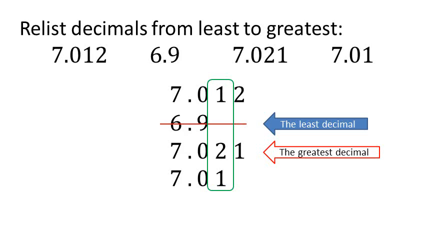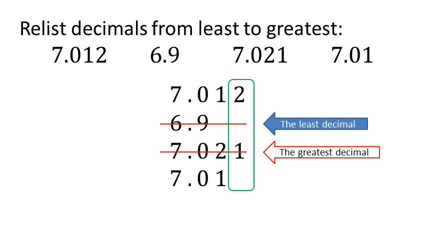We now are comparing 7.012 and 7.01. So let's check the thousandths position. 7.012 has the digit 2 in the thousandths, but 7.01 has nothing in the thousandths. We can change it to the equivalent decimal by adding 0. So we have 7.010. Since 2 is greater than 0, 7.012 is greater than 7.01.